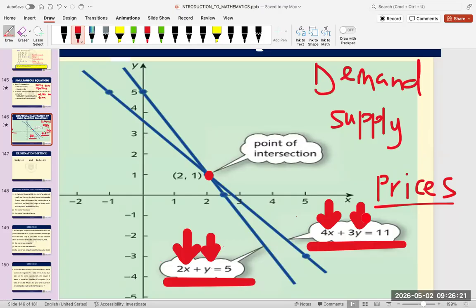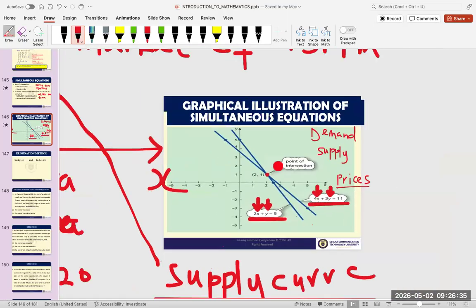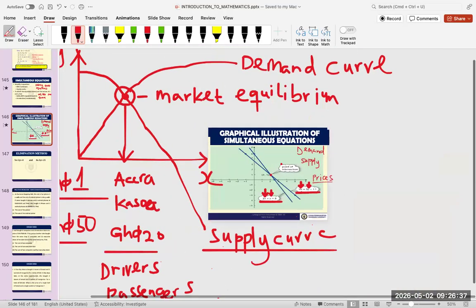And so let's learn how to solve two equations to get their point of intersection, which will satisfy both equation 1 and equation 2. And like I've explained with the economic theory, let's create our demand equation, let's create our supply equation, and let's see their market equilibrium point, whether it can satisfy both the demand and then the supply.